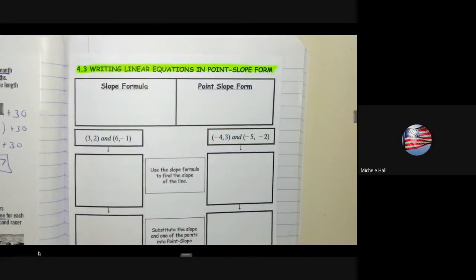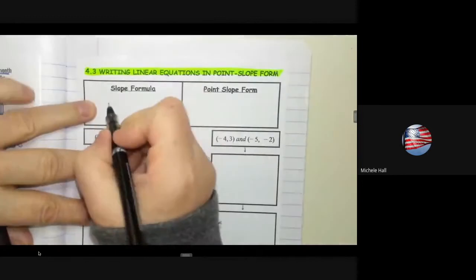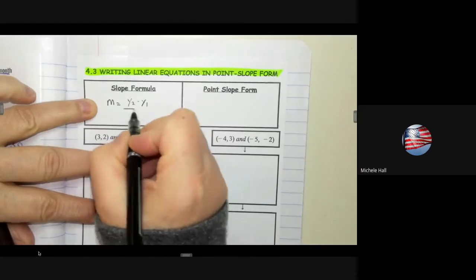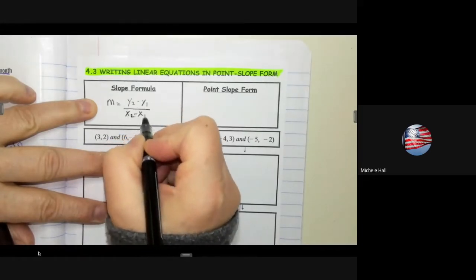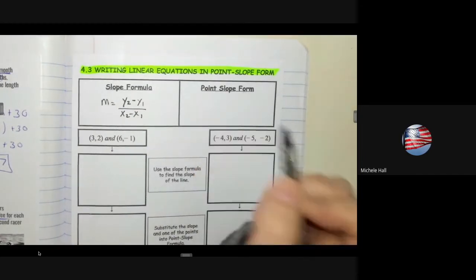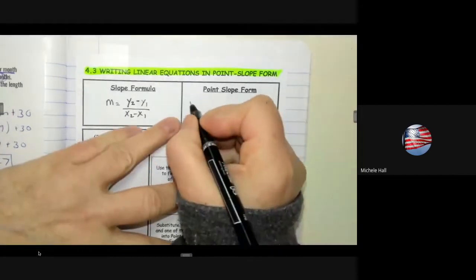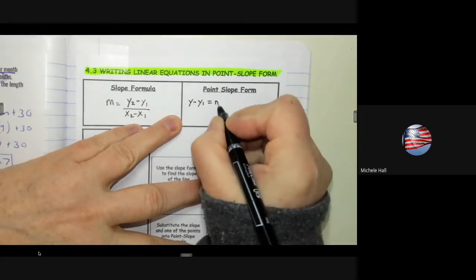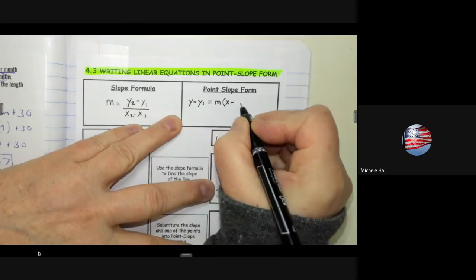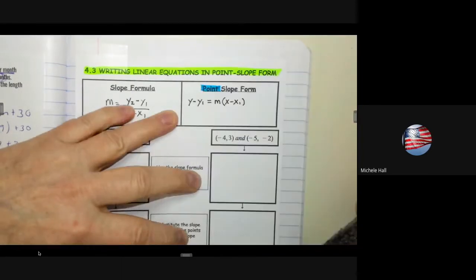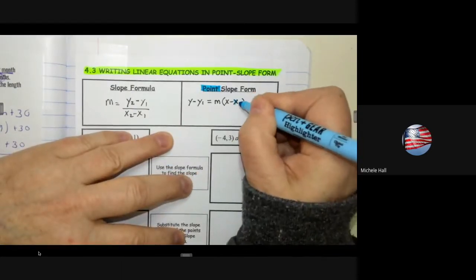4.3, writing linear equations in point-slope form. The two formulas that we're going to need are the slope formula and the point-slope formula. Point-slope means that we're going to have a point and a slope. The formula is y minus y1 equals my slope times x minus x1. We have a point, and that point is x1 and y1.